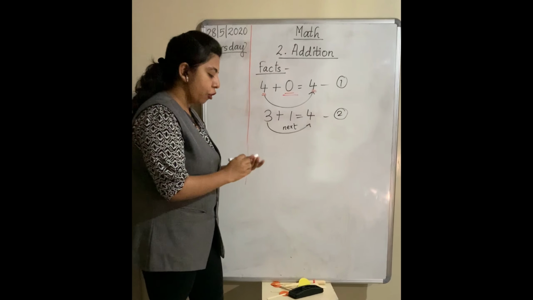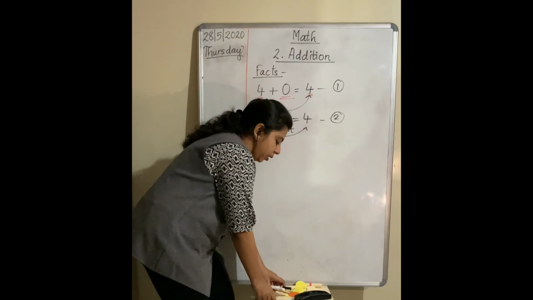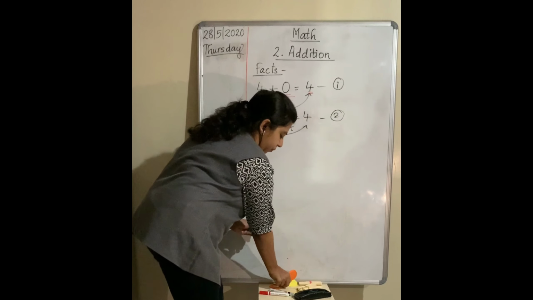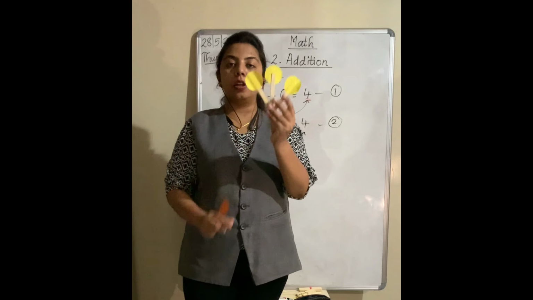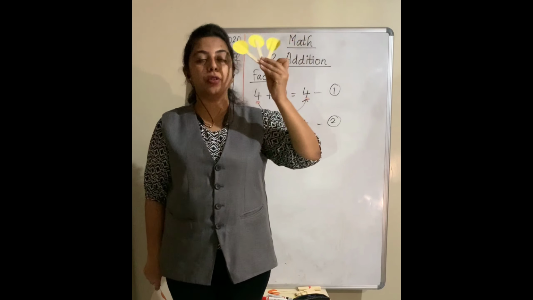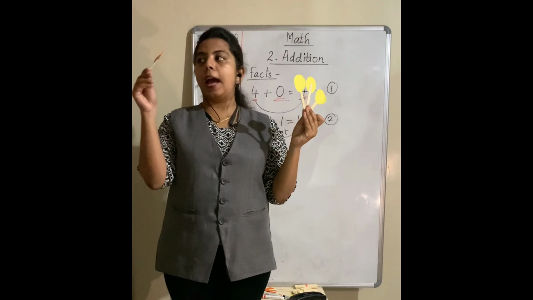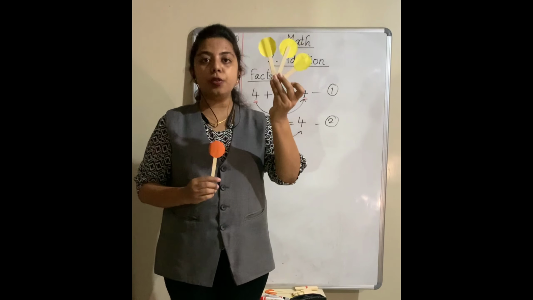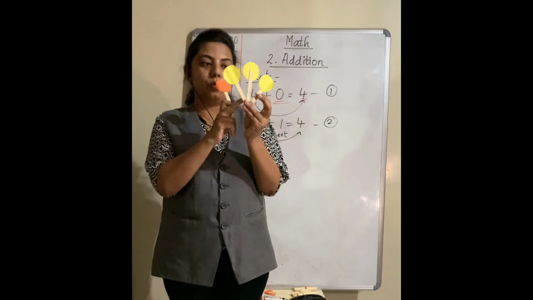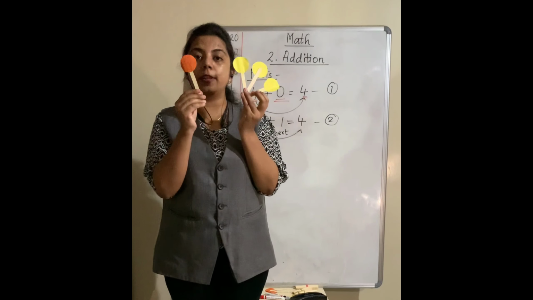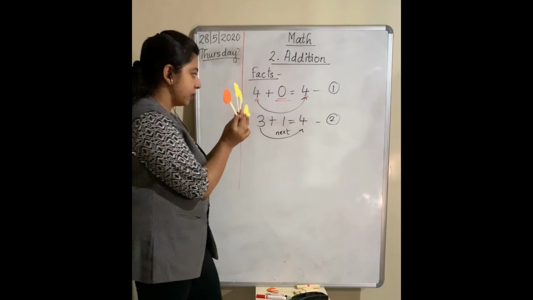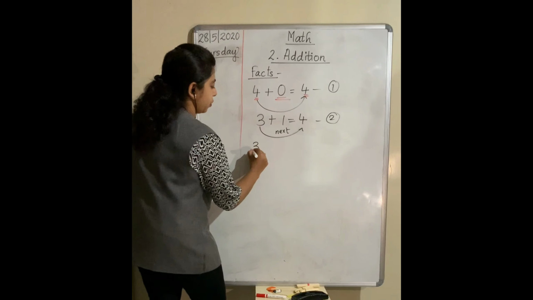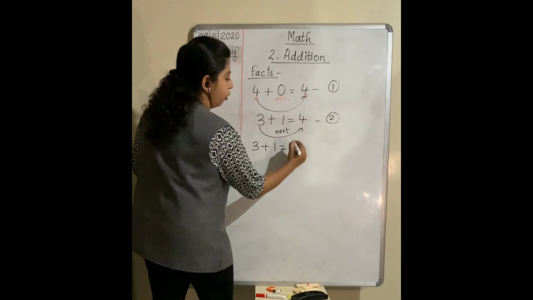Okay, now let's move on to trick number 3, which is, let's take 3 lollipops. I have 3 lollipops in my left hand and 1 lollipop in my right hand. Now 3 plus 1 is 4: 1, 2, 3 and 4. So altogether I have 4. Let's write this on the board here: 3 plus 1 equal to 4.